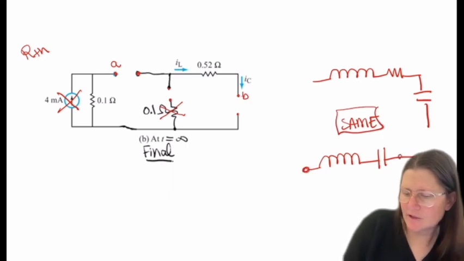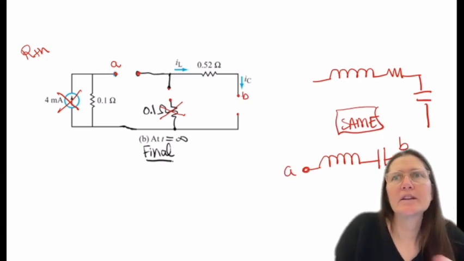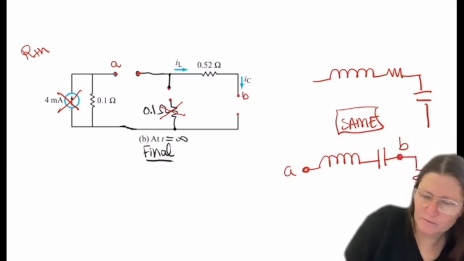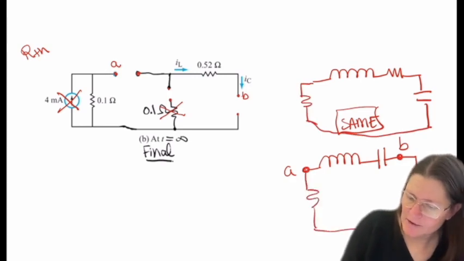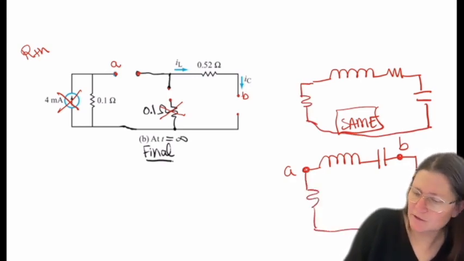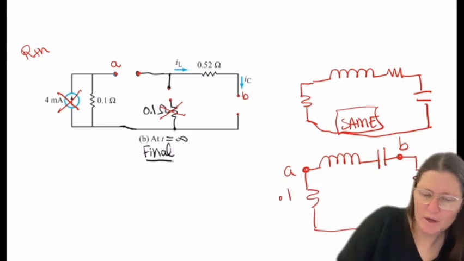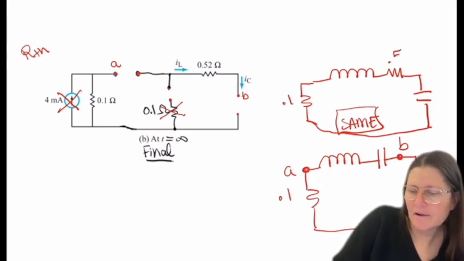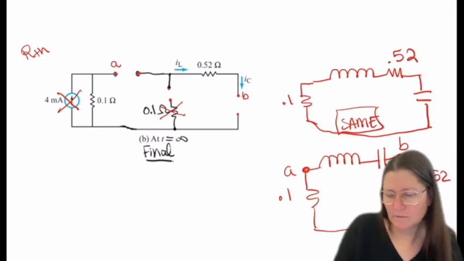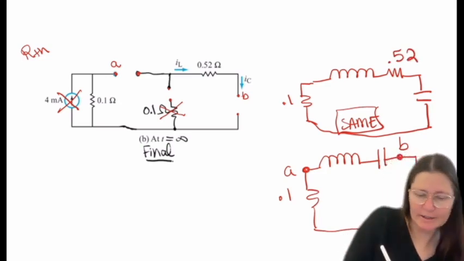And then it's easier to say, okay, I can put my A to B here and then take the pathway around. So it goes there, and then this one has this. This is 0.52 and 0.1. So Thevenin resistance equivalent to be 0.62 ohms? Correct.